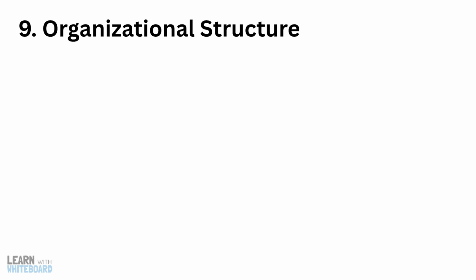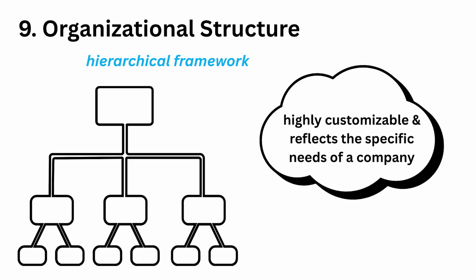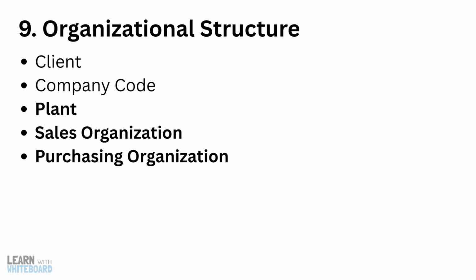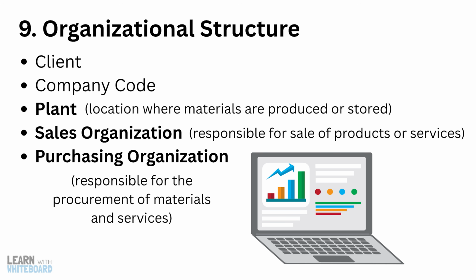Number 9. Organizational structure. This represents the hierarchical framework of an organization within the system. It defines how different organizational units are related to each other. This structure is highly customizable and reflects the specific needs of a company. Examples of organizational units include the following. Further, understanding the organizational structure helps you navigate the system and understand how different business functions and data are organized within the company.